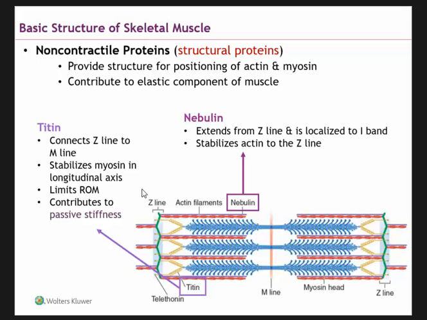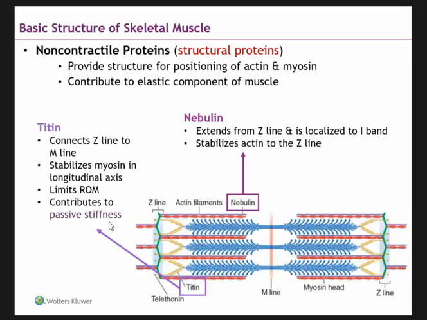I would do this in class: I would make you stand up out of your chair. Stand up, and now touch your toes. When you touch your toes, do you feel that stretch in your hamstrings? One reason you feel that stretch is because of titin. It's limiting your range of motion, and it's contributing to passive stiffness. One reason you're feeling stiff. Maybe another reason is you just don't stretch. But titin contributes to that pull in the muscle and that stiffness that we feel.